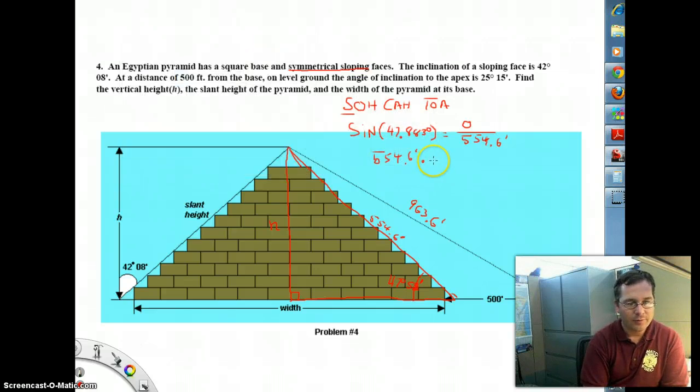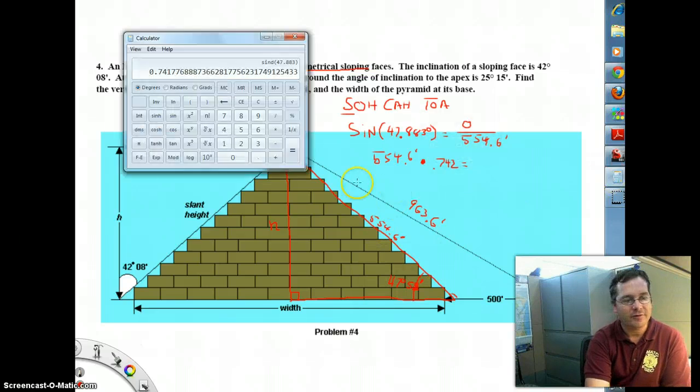So 0.742 times 554.6 is going to equal the height of this pyramid. In round numbers, it's about 3/4 of 550. Well, 3/4 of 600 is 450, so it's going to be somewhat less than 450, just as a ballpark. So let's take this times 554.6, and we get about 411 feet, 411.4 feet by the looks of it.